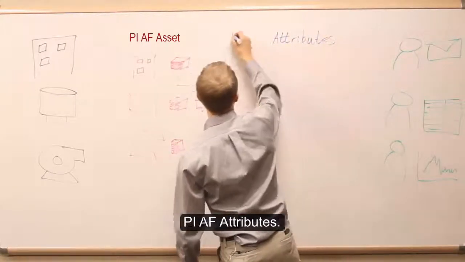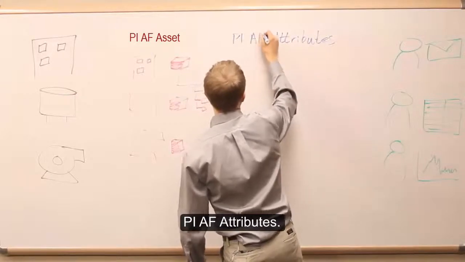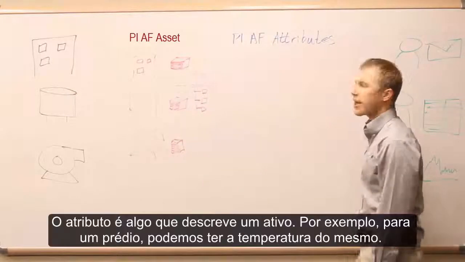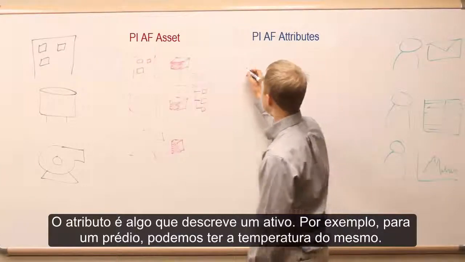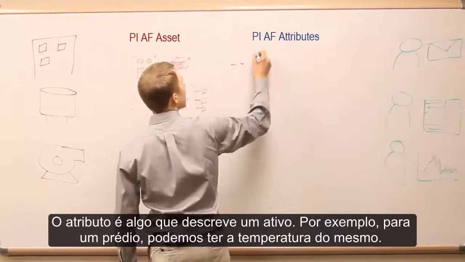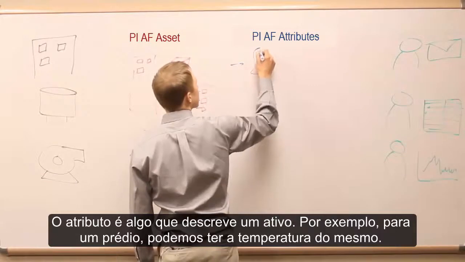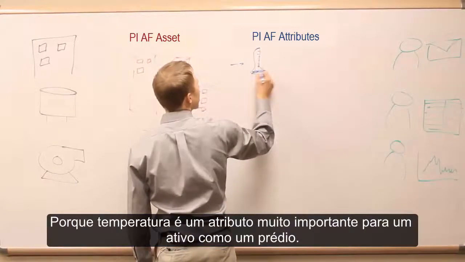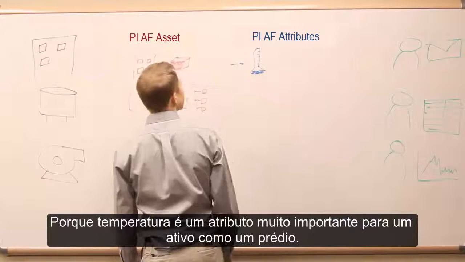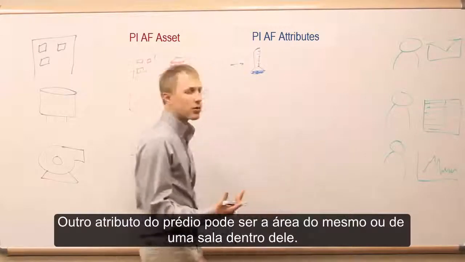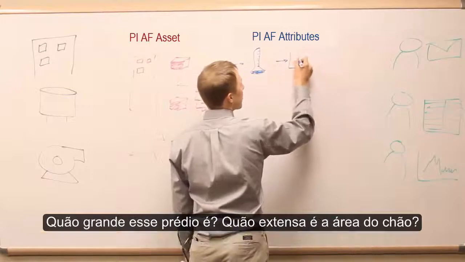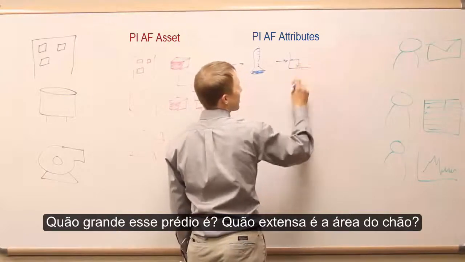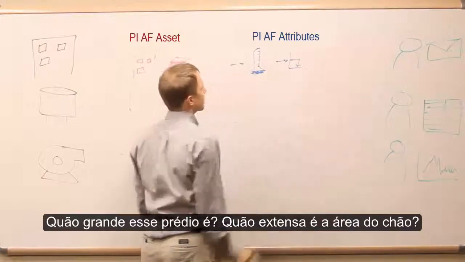Attributes. PI AF attributes. Now, an attribute is something that describes an asset. So, for example, for the building, maybe one thing we would have is the temperature, because the temperature is very important in a building like that. Another attribute of a building or a room maybe would be the square footage. So how big is the building? How big is the floor plan?